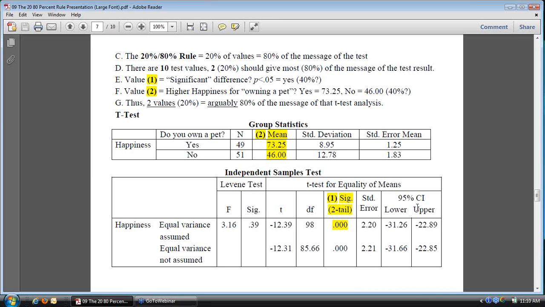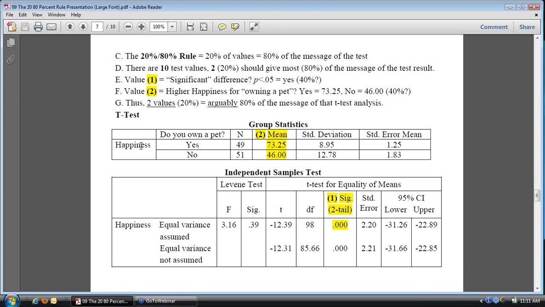So we're looking, is there a significant difference in happiness between people that own pets and don't own pets? For significance, we look at the level of significance. We know if it's below 0.05, which is the scientific standard, there's a significant difference. So first, the first value is below 0.05, so yes, there is a significant difference. That maybe is 40% of the message of the test. This hasn't been quantified; it's largely conceptual. And then value number two: if there's a significant difference, just who has significantly higher and lower scores? So we look at the mean.